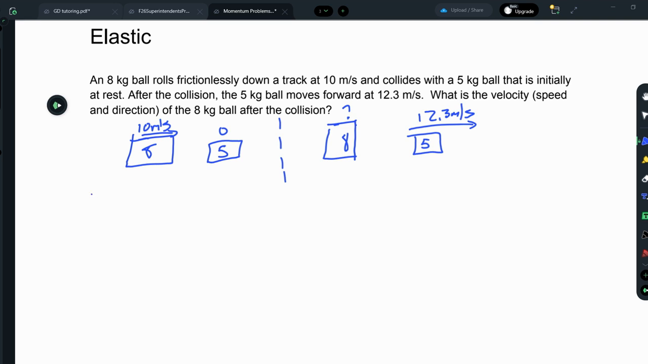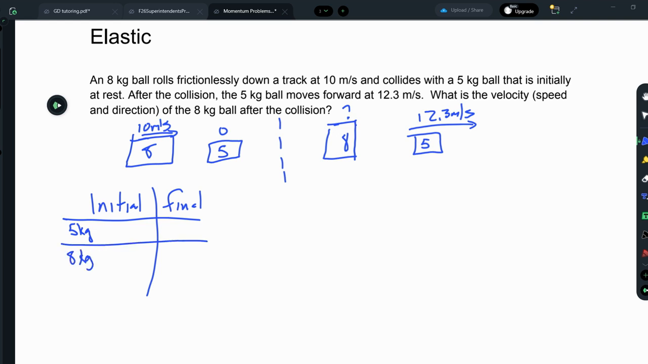Again, I'm going to set up my table with initial and final information. Initial and final. And I'm just going to indicate the differences between these with their masses because they're both the same type of object. All right. So we got a 5 kilogram and 8 kilogram, and again, the system or the total momentum.